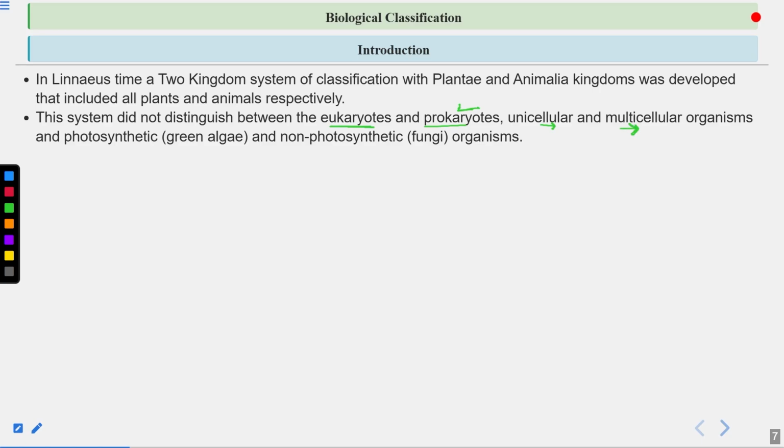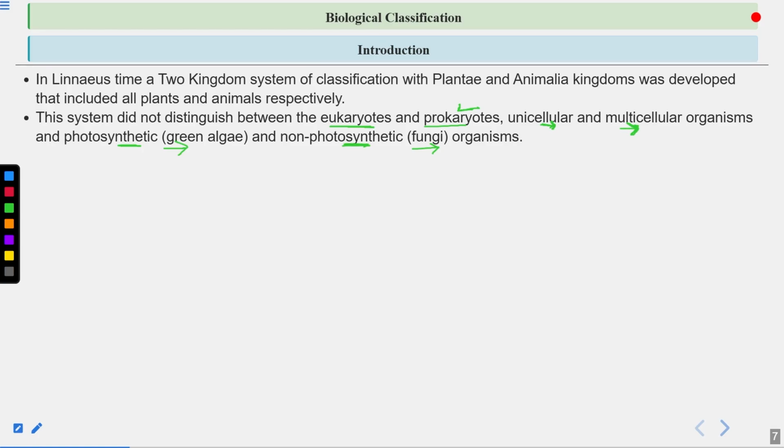Like animals are multicellular. Bacteria are unicellular. Plants are multicellular. And there was no distinction between photosynthetic and non-photosynthetic organisms. Algae and plants are photosynthetic; they can prepare their own food. And fungi are saprophytic. They obtain nutrients from dead and decaying organic matter.